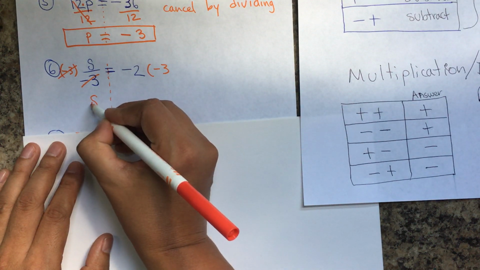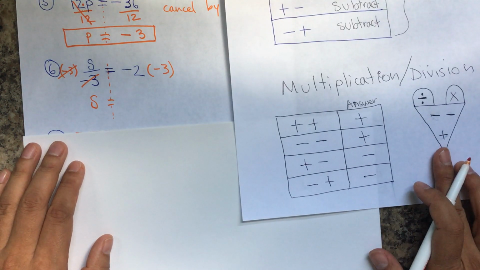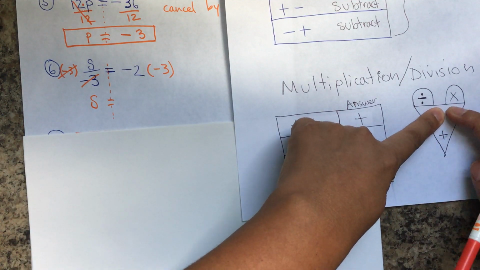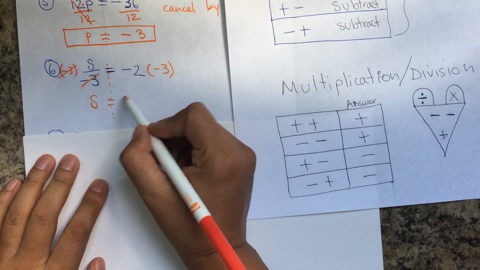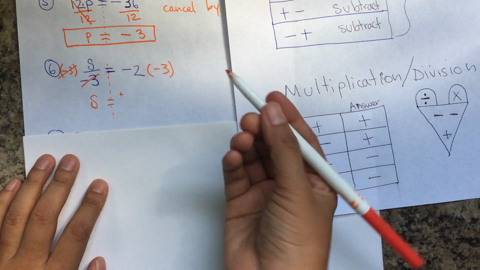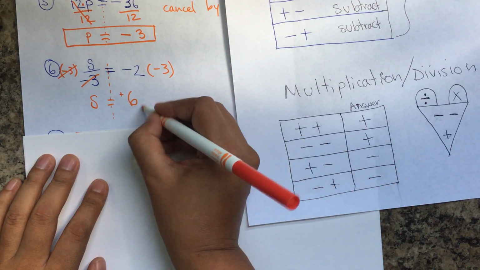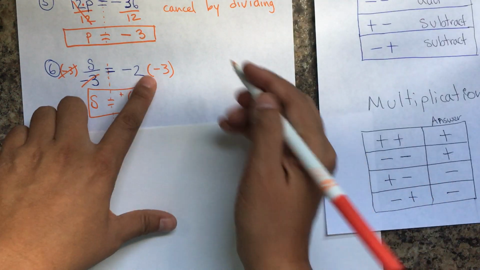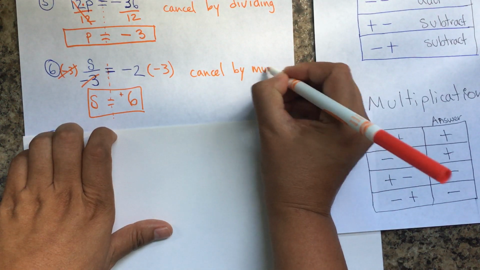S on this side equals, go back to Mr. Mouse, negative times negative, negative times negative, the answer will be positive. And for positive, we don't need to put it. Some people say, oh, I'm going to put positive because I need to see it. That's fine. It shouldn't matter. And then 2 times 3, 6. Okay, so the answer is S equals 6. What did we do in here? We cancel by multiplying.